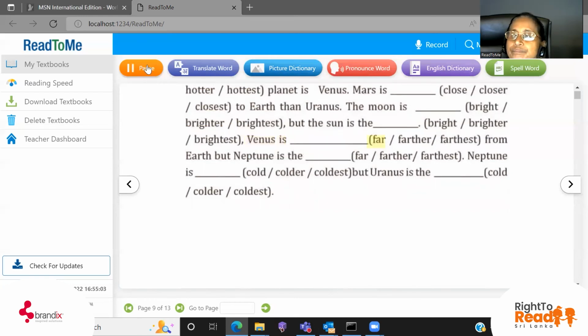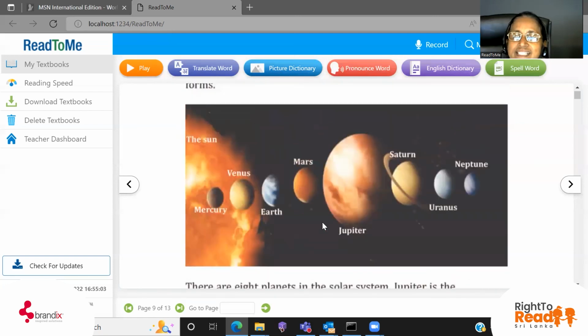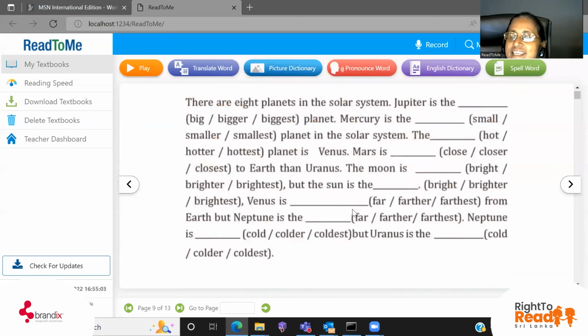Then Venus is far from Earth, but Neptune is the farthest. Yes. Then Venus is from Earth. Can you see the picture? Venus, yes, is far from Earth. Venus is, yeah, only an adjective, not a comparative or a superlative. From Earth, but Neptune is the. The word the is there. There you have to use the superlative form of the adjective, superlative.